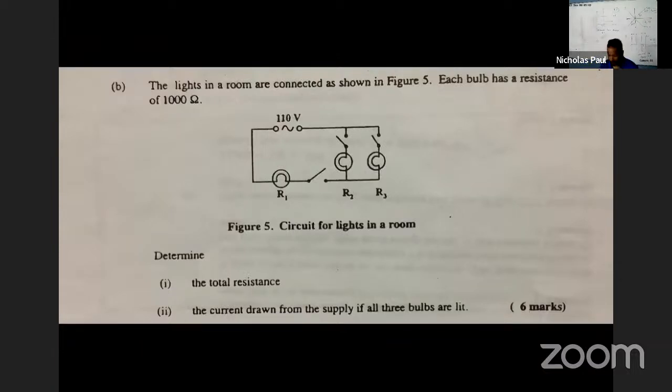Right, give it a little try. What do you recognize about this circuit? What can you say about R2 and R3? R2 and R3 are in parallel. So my advice to you is to take R2 and R3 and make them one. When you close the switch, they close the circuit.